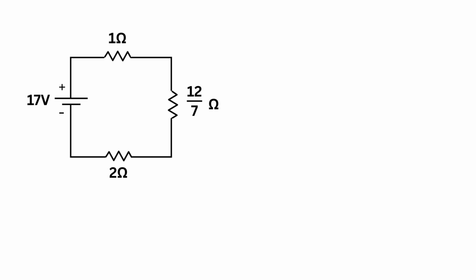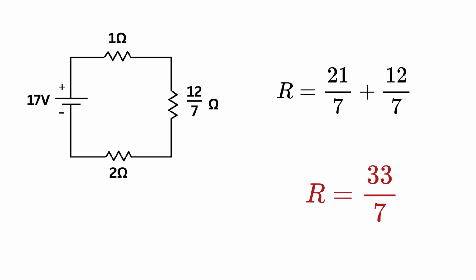Now this part is super simple. We can observe that all these resistors are in series. So the equivalent resistance will be the sum of 1 plus 2 plus 12 over 7. First add 1 and 2 to get 3. Then write 3 as 21 over 7, so the denominators match. Next add 21 over 7 plus 12 over 7 to get 33 over 7 as the equivalent resistance of this entire circuit observed by this 17 volts battery.